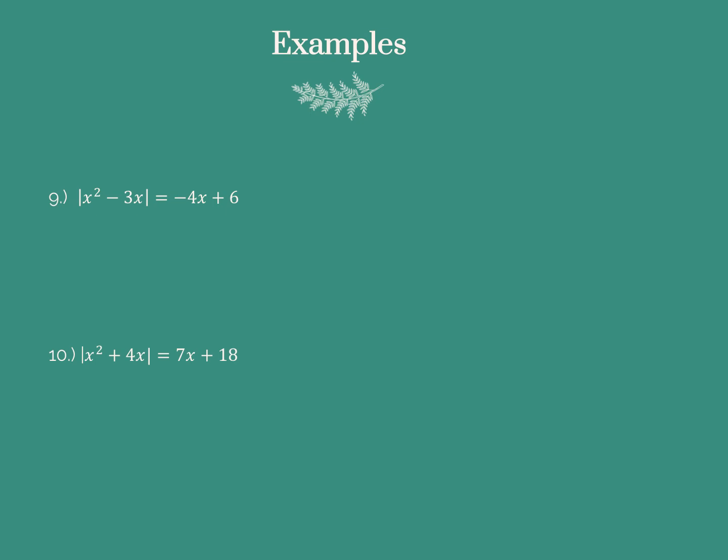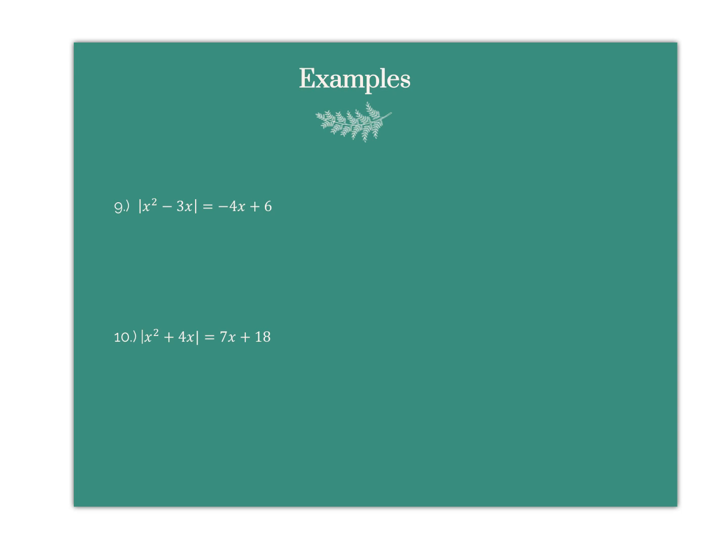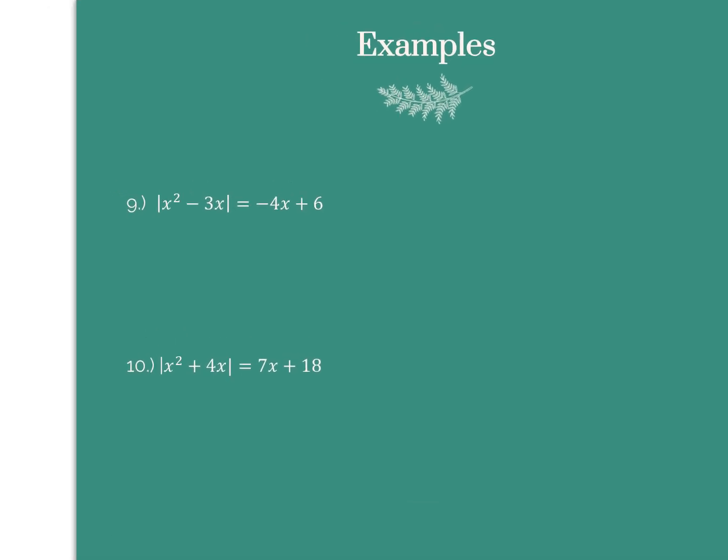We're going to get to some more difficult ones here. So again, notice that your absolute value bar is isolated on the left side, as it should be. Once it's isolated by itself, we know that we can set it up as two equations: x squared minus 3x equals exactly what's here, minus 4x plus 6, and x squared minus 3x equals the opposite of whatever's there, or the negative of it. Think of it as is, and then the negative of it.